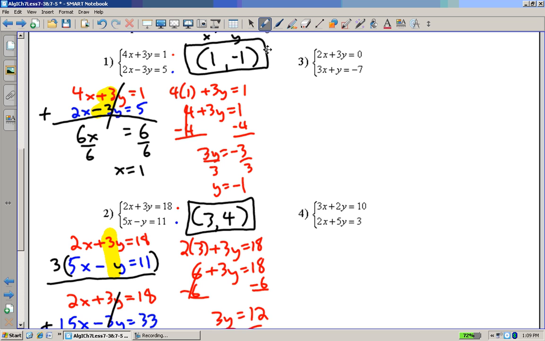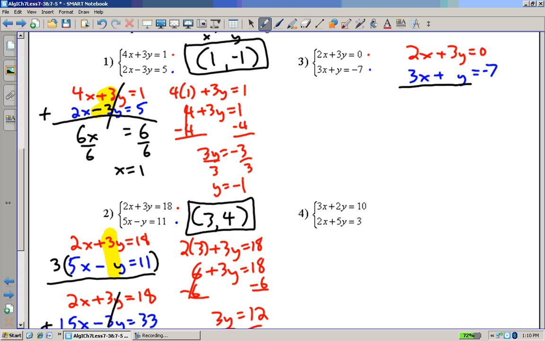Okay. Again, I would strongly encourage you, go ahead and see if you can do this on your own. Let's see how you did. Okay, so 2x plus 3y equals 0. 3x plus y equals negative 7.